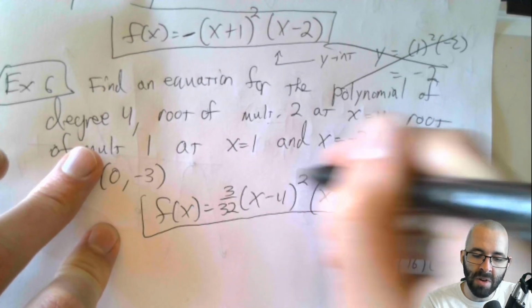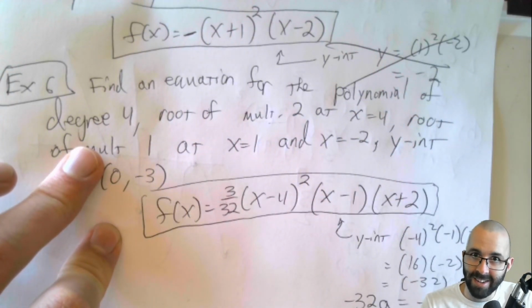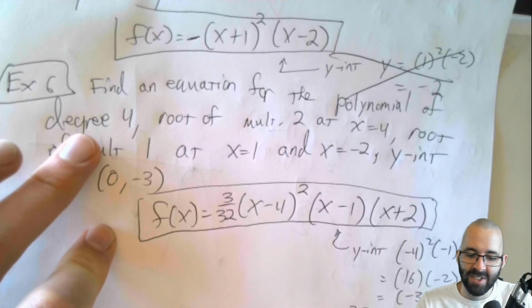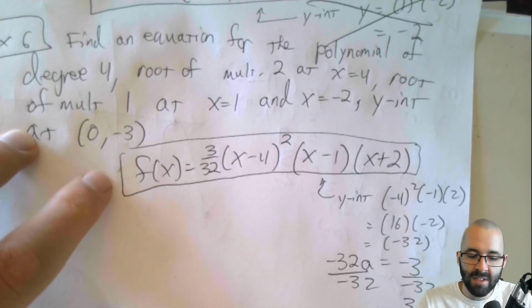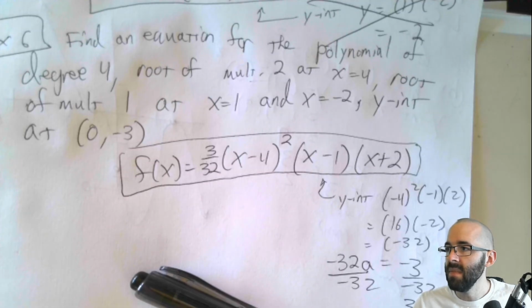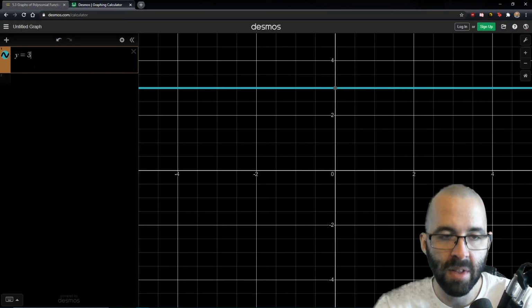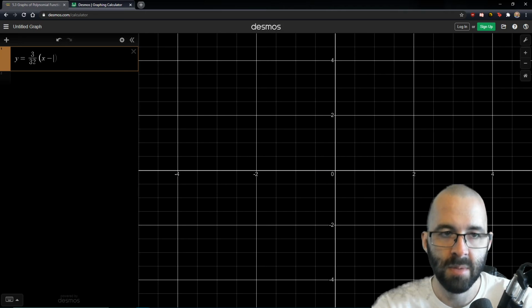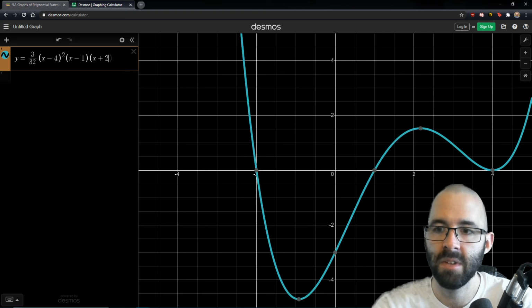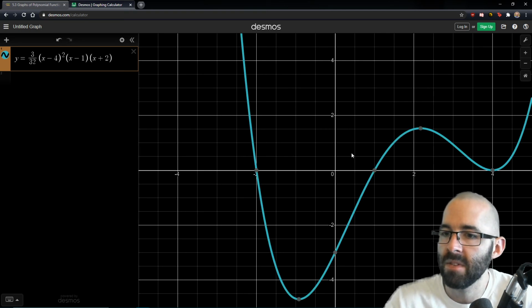You know what I'm going to do when I'm nervous? I'm going to check my answer. So let's see, if we graph this on Desmos, let's see if this does what we want it to do. Okay. So our guess is maybe 3 over 32 times x minus 4 squared times x minus 1 times x plus 2. Let's see if this satisfies the requirements.